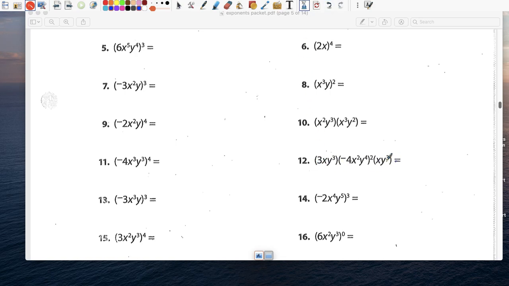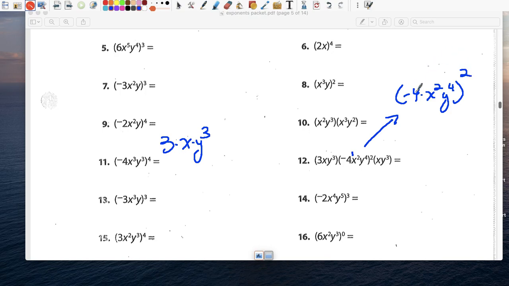Ugh, we have all of these 3s. Okay, so here, there's nothing to do on the first one. And then the second one, we have to do it. So let me write this again: 3 times x times y to the 3rd power. Let's take care of this. Let me put a 1 on top of the 4. Negative 4 times x to the 2nd power, y to the 4th power, and that has an exponent of 2 outside. Negative 4 has a little 1 here, so let's multiply.